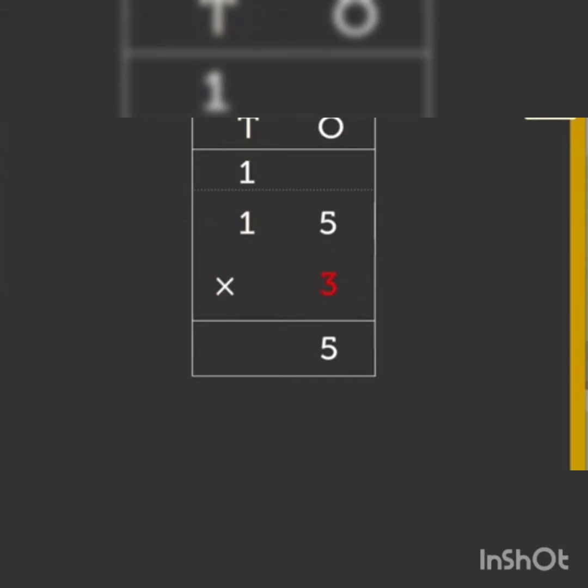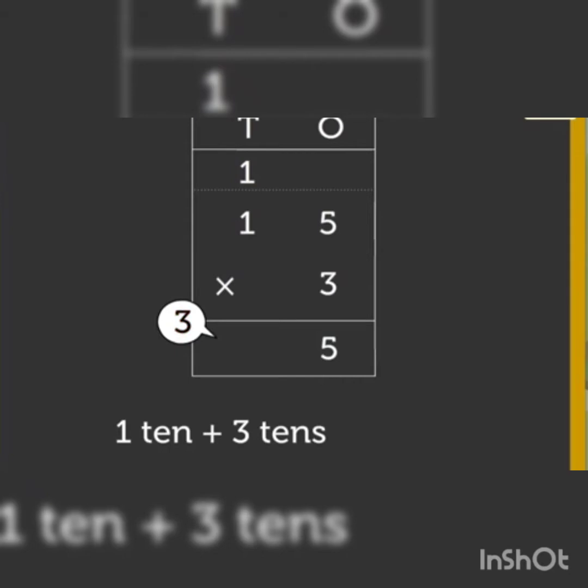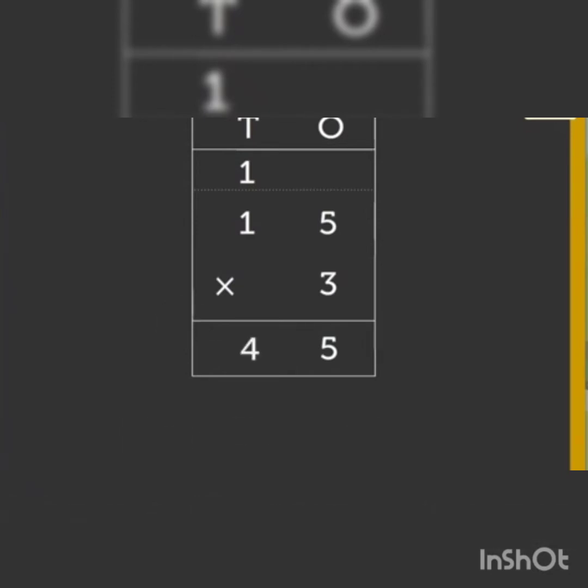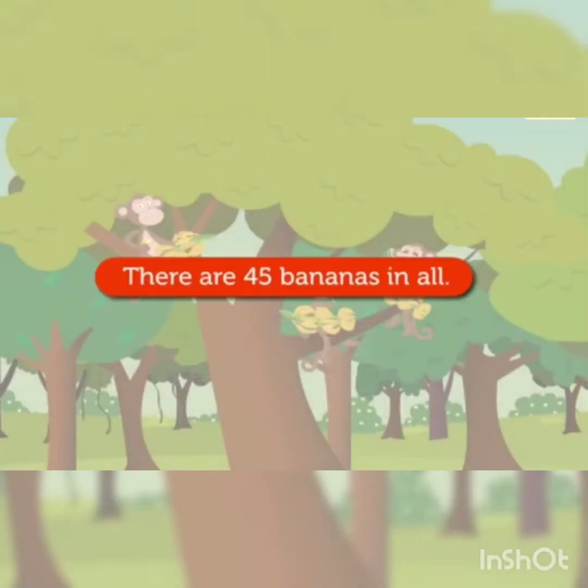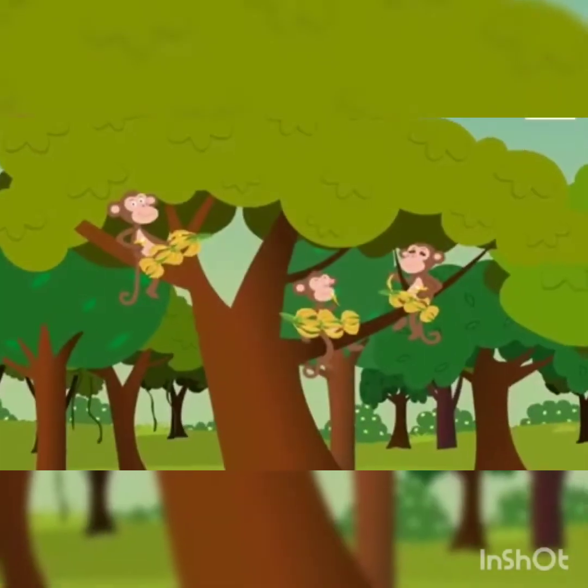Then we multiply the numbers at the place of tens. Here at the tens column the digits are 1 and 3. 1 into 3, what is the answer? Yes, 1 into 3 is equal to 3. Then add 1 ten to 3 tens, which is equal to 4 tens. Now we find the answer, that is 45. At the tens column we get the digit 4. So the answer is 45. So there are 45 bananas in all.